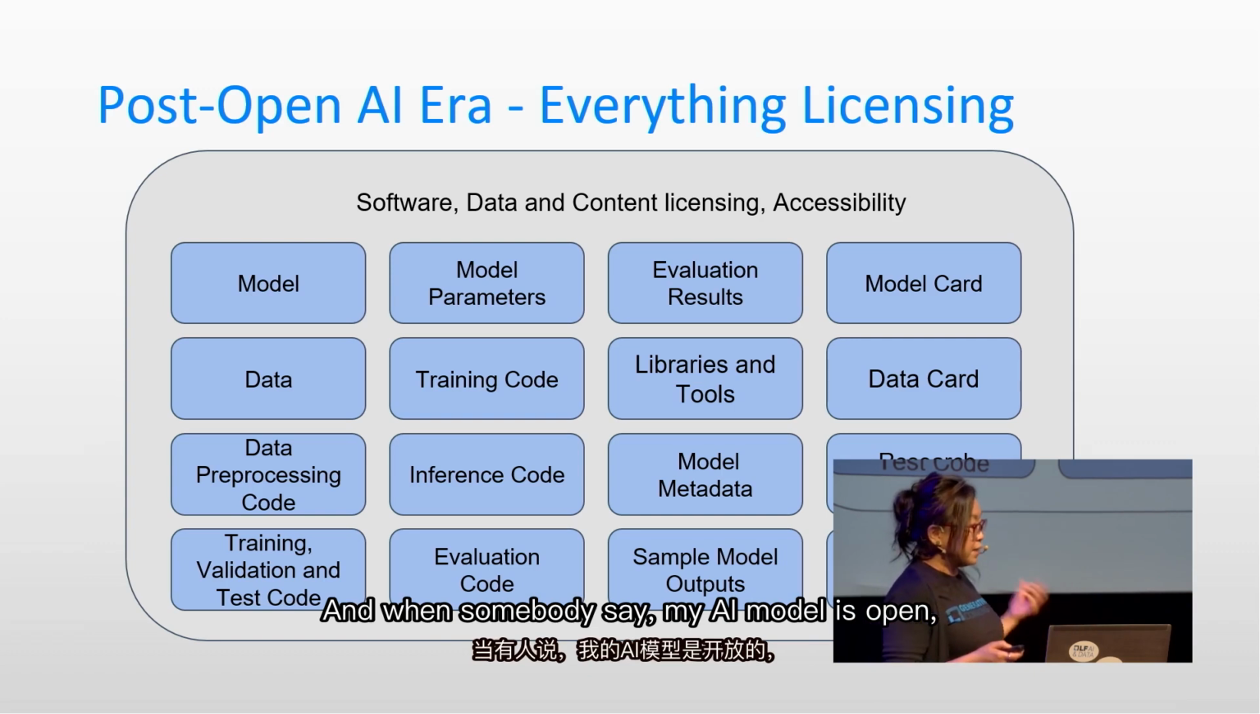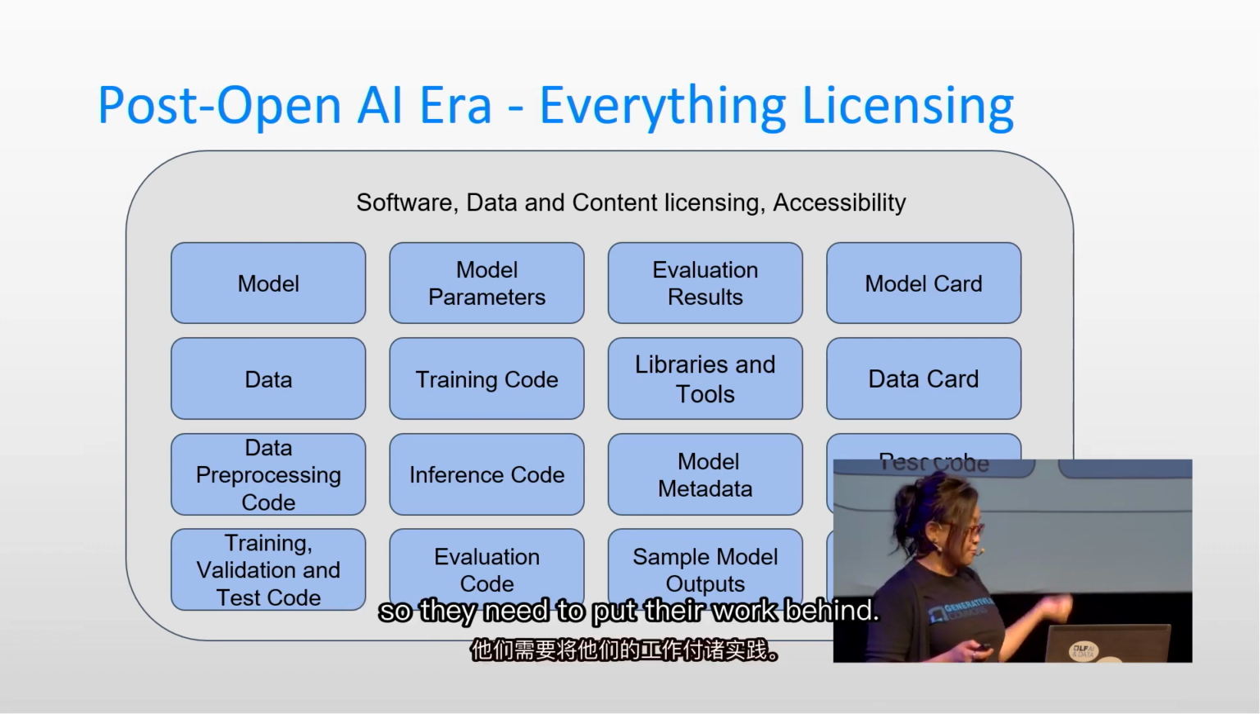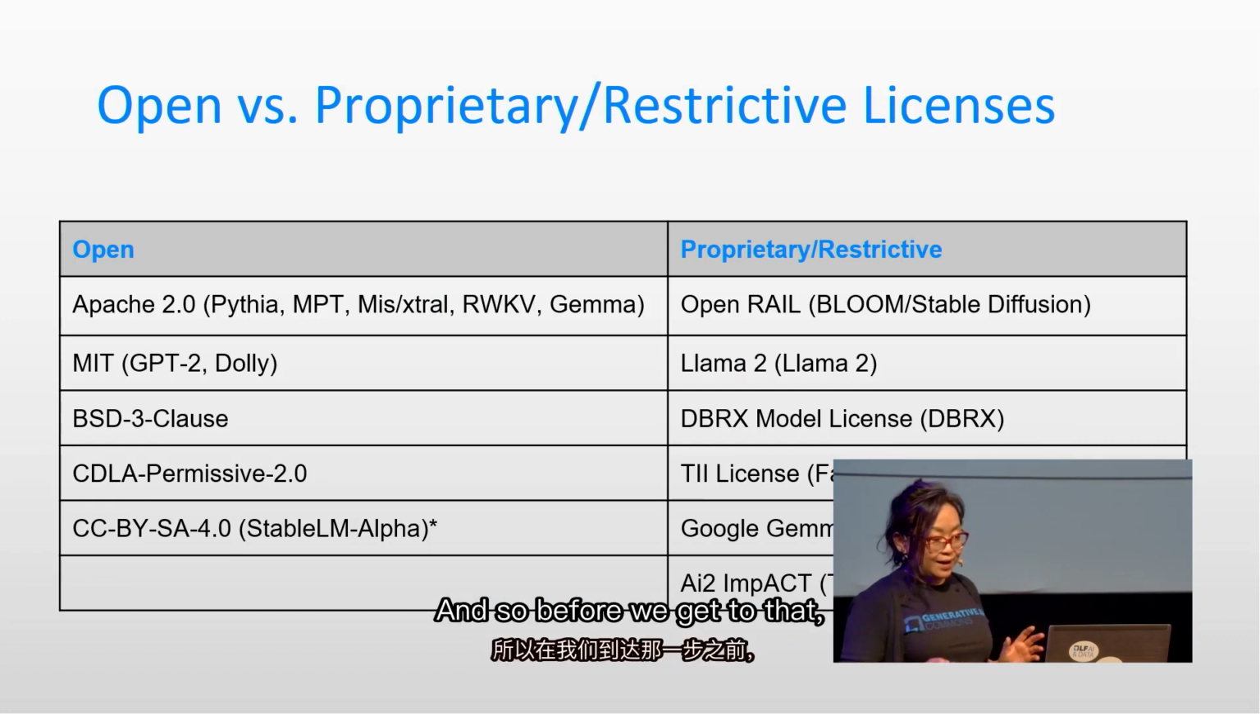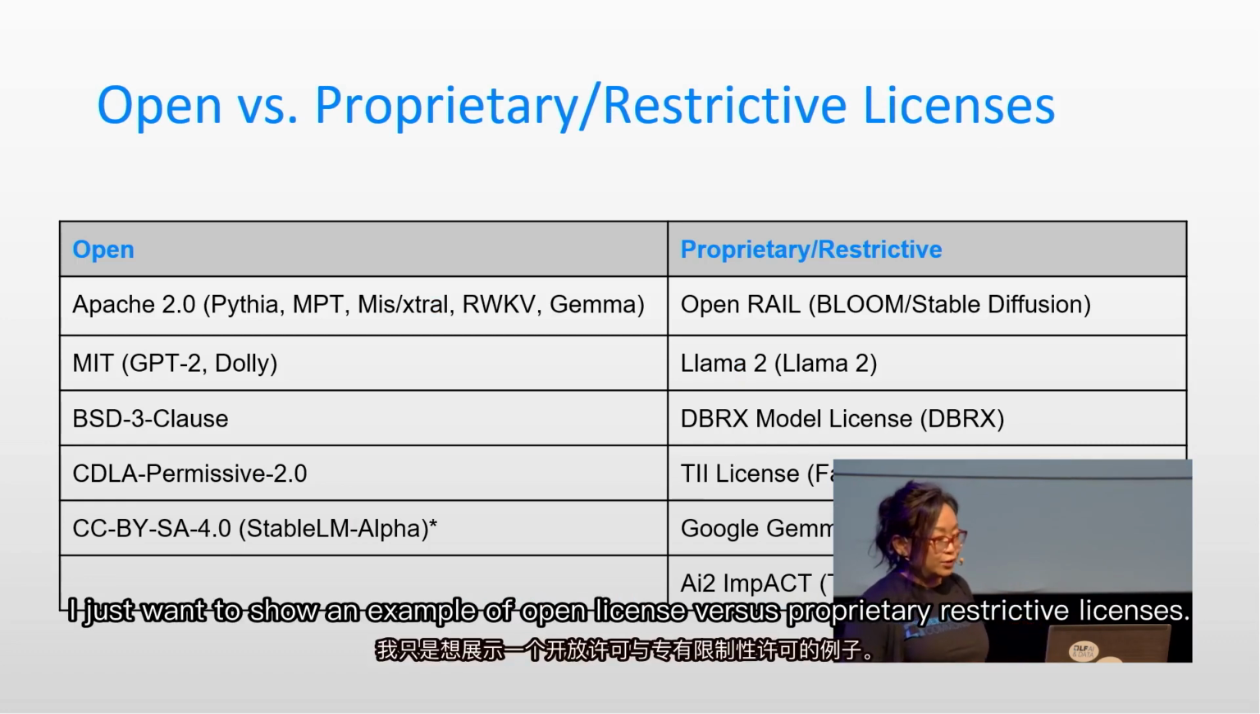And when somebody says my AI model is open, they need to put their evidence behind their word. Before we get to that, I just want to show an example of open licenses versus proprietary restrictive licenses.